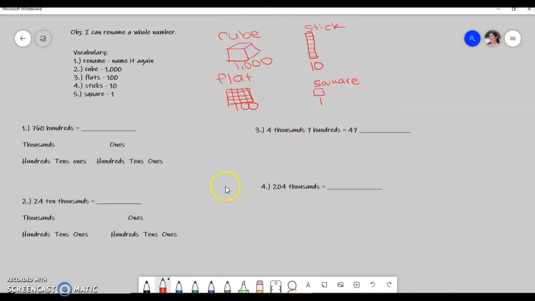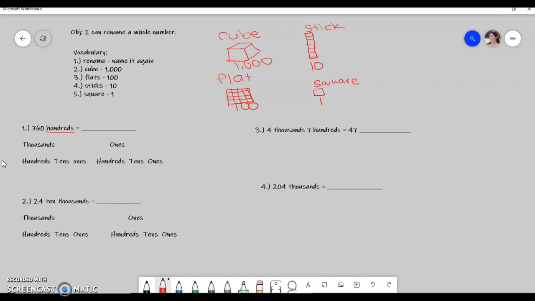So we can do it in two different ways. The first way is to use place value. So this says 760 hundreds. The key thing to think about is the word here, which is hundreds. So I'm going to look at this number. This number is hundreds, so that's in the ones period. So here's our hundreds.